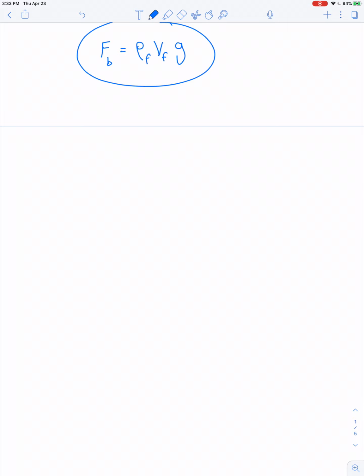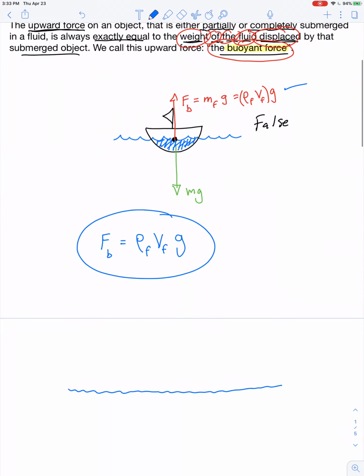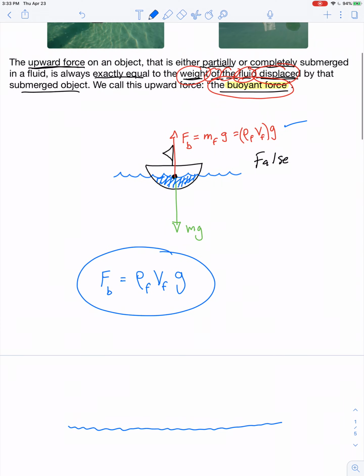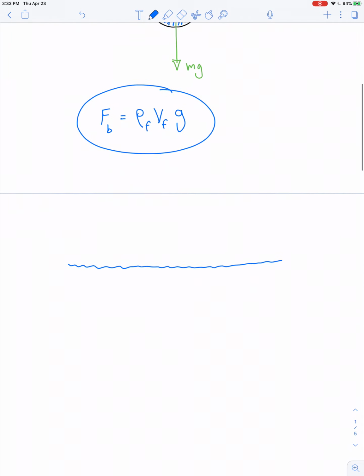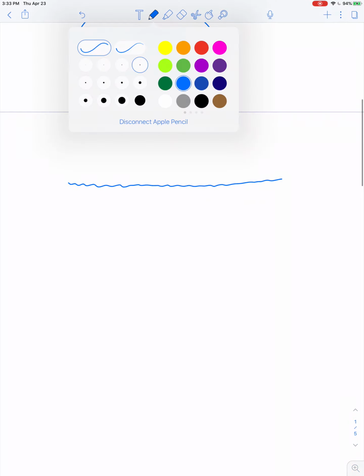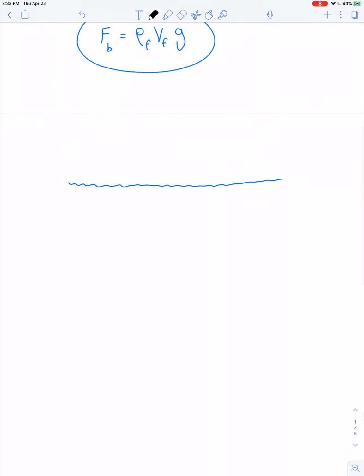So let's picture an object that's completely submerged instead of this boat, which is partially submerged. And by the way, Archimedes' principle applies to both cases. Whether something is partially or completely submerged, the buoyant force can be calculated in this way. But let's focus for now on something that's totally submerged. So let's say we have a cube. We'll just draw it two-dimensionally here.